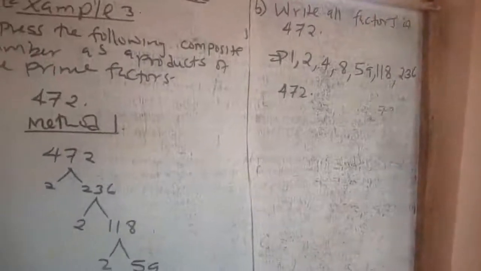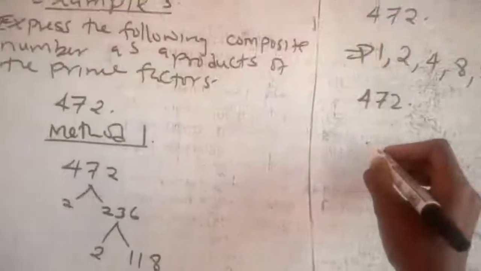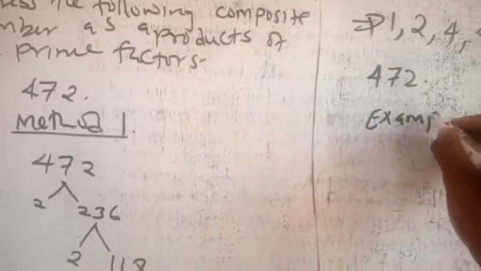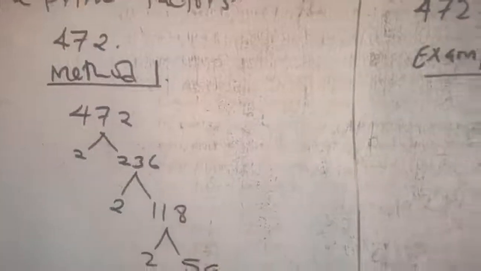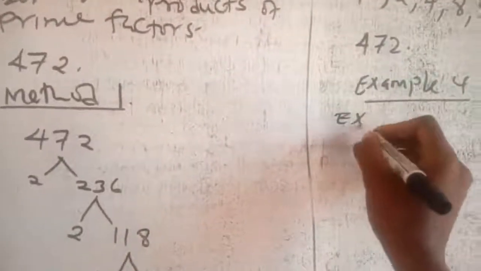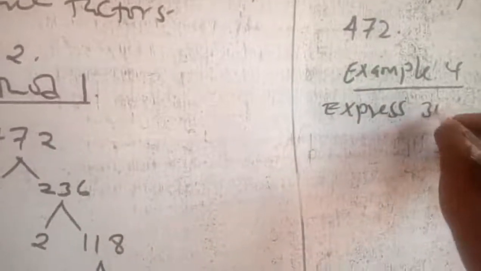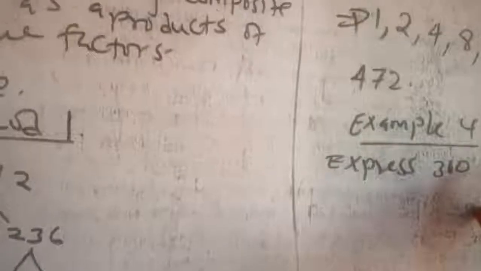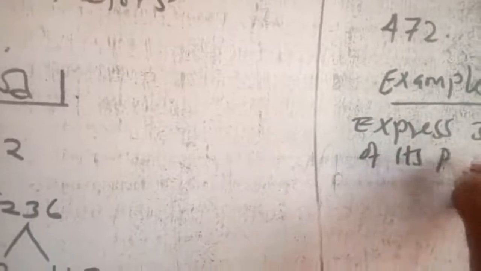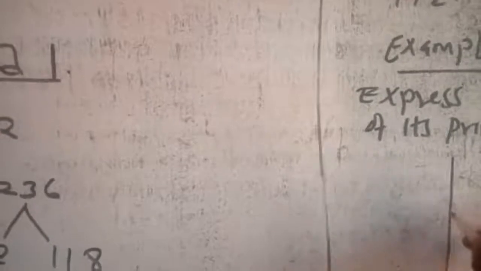The next example, example number 4. In our fourth example, you are told to express 300 in terms of its prime factors. As far as another method is concerned here, I'm not going to use the tree diagram.